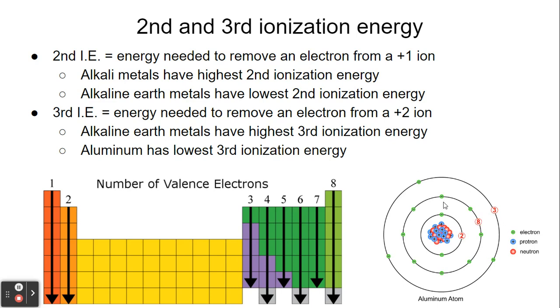And so here's our aluminum right here. You can see 1, 2, 3 electrons. So it's already removed two. We only have one more to remove.